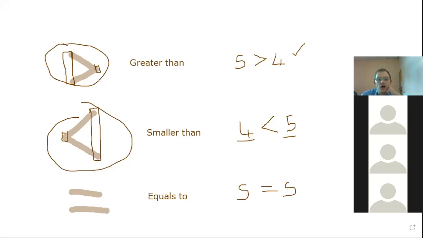This is one of the most important things when we are comparing numbers. Whenever you read the words comparing numbers, the first thing you should think of is these three signs. Greater than, smaller than, equals to.